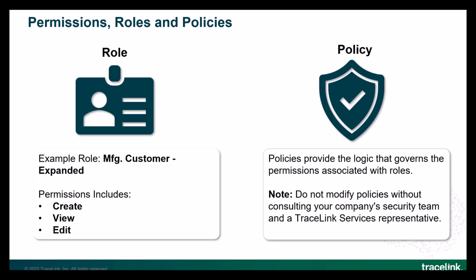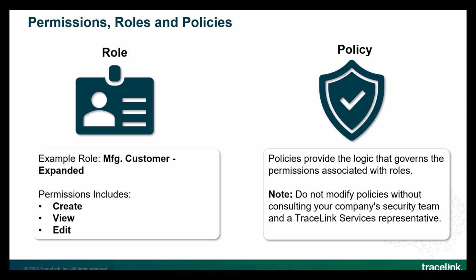Each TraceLink product comes with a set of predefined permissions. You, as a solution designer, can't modify those permissions. Roles group together one or more permissions to define the level of access that can be assigned to a user. For example, a role can group permissions to create, view, and edit purchase orders. This role can then be assigned to one or more users at the same time. You can create new roles or modify existing roles by adding or removing permissions.